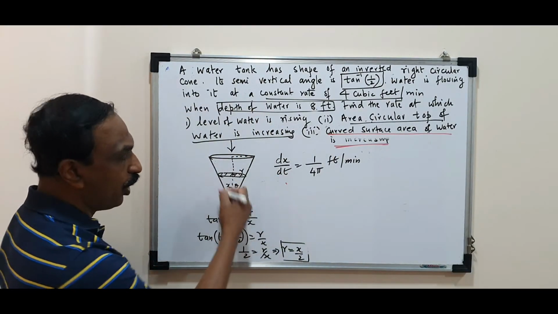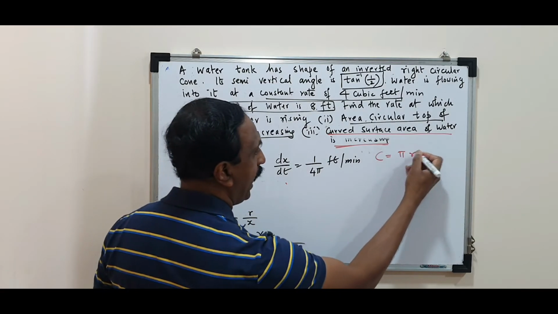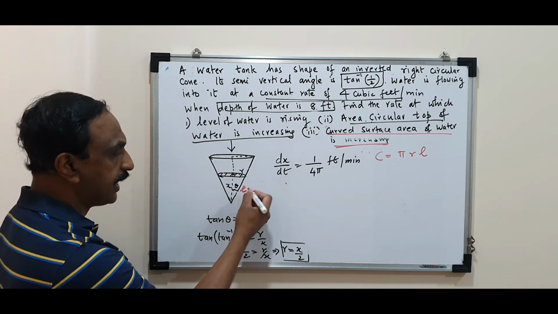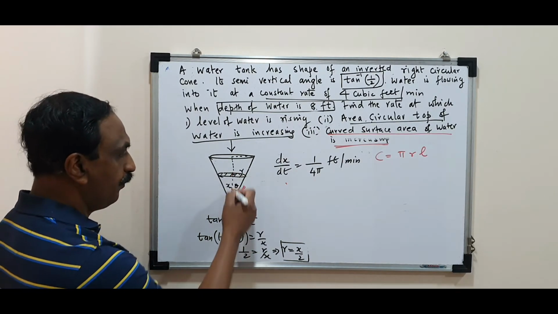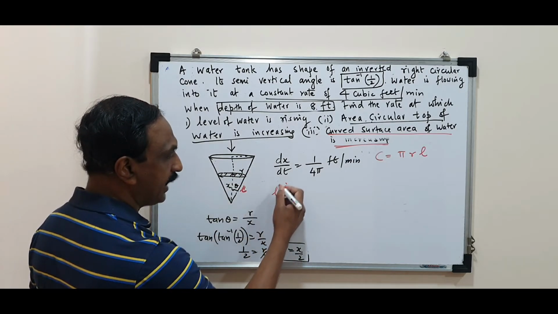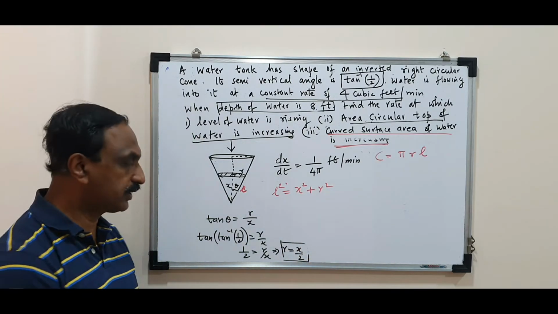Curved surface area of a cone is C equals pi r L. L stands for the slant height. So we can get a relation between L, x and r. That is L square is equal to x square plus r square. This is by Pythagoras theorem.